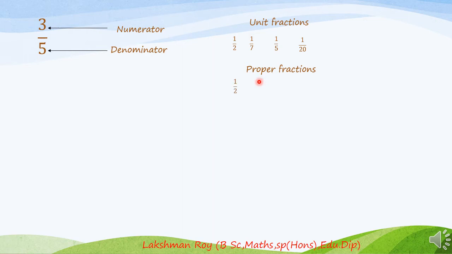Why are those called proper fractions? Because in all these fractions the numerator is less than the denominator. Numerator 1, denominator 2, the numerator is less. Here 3/5, numerator 3, denominator bigger. The numerator is less than the denominator, so that is called a proper fraction. You can see here a unit fraction is also a proper fraction, right? So that is also a proper fraction, right?